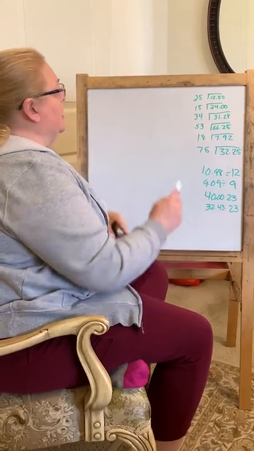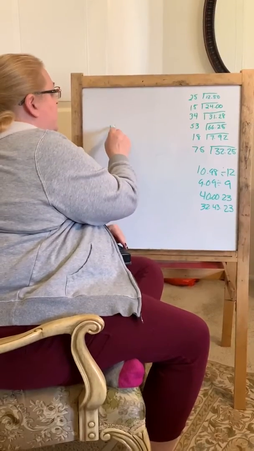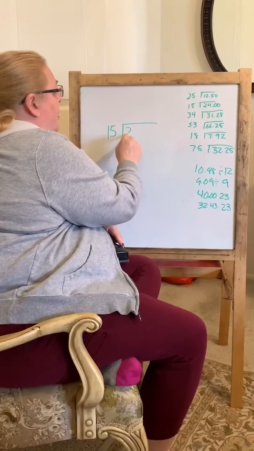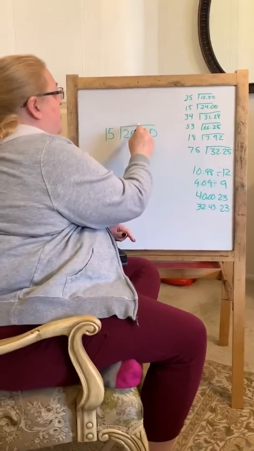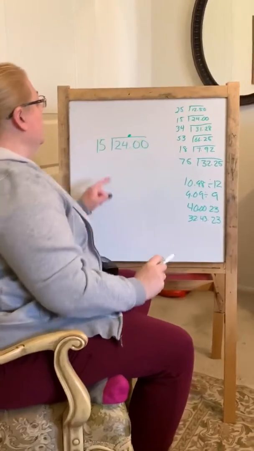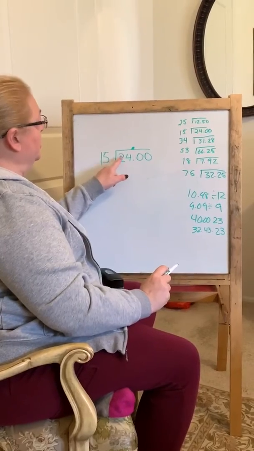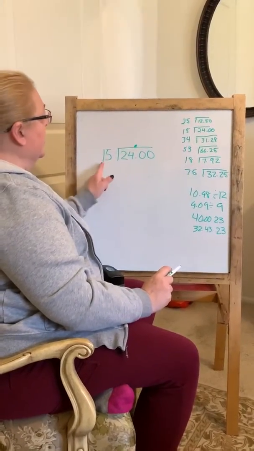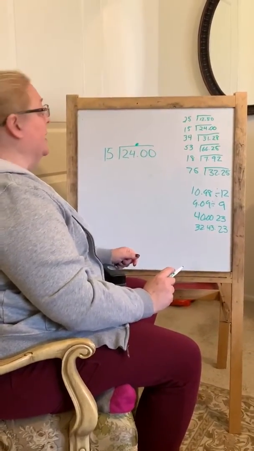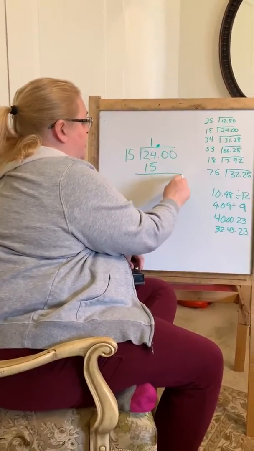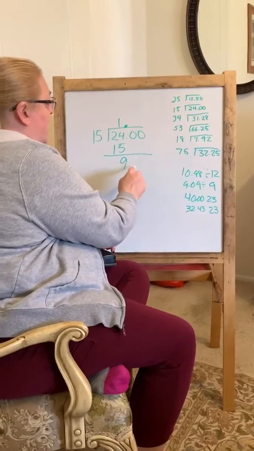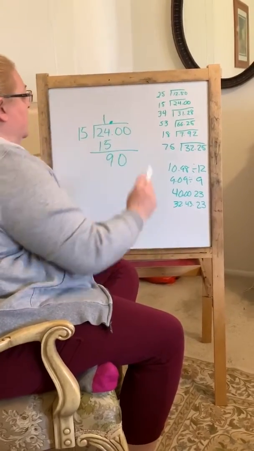Our next one is 15 into 24.00. Now, we're going to move our decimal to the top. Can 15 go into 2? It can't go into 2. Can it go into 24? It can, one time. So that's 15. We know that that's 9. Now we bring down our 0.